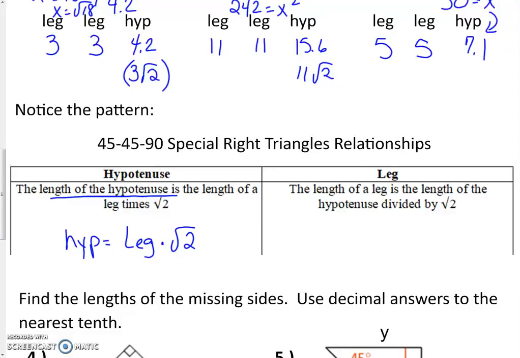All right, well, what if I want to try to find a leg? The length of the leg is the length of the hypotenuse divided by the square root of 2. So if my goal is to find a leg, I take whatever the hypotenuse is and divide it by square root of 2.